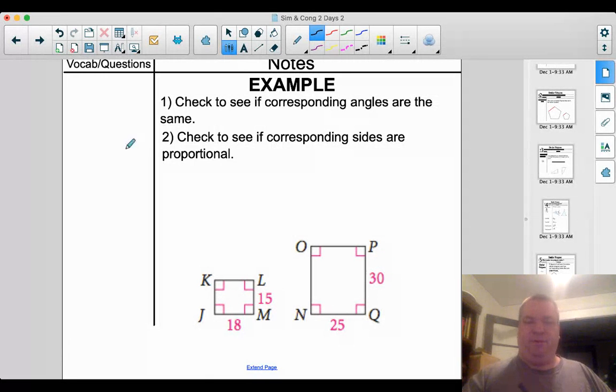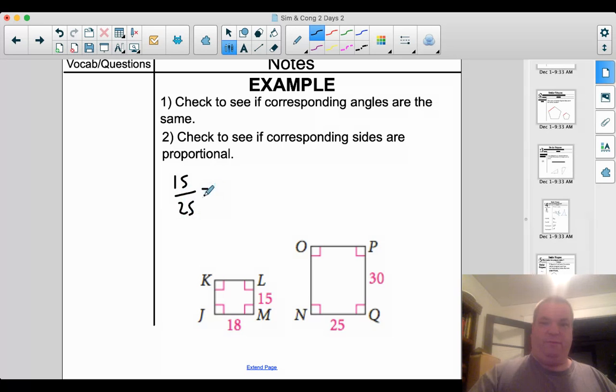So I'm going to write a ratio, and I'm going to write a proportion, and I'm going to check to see if it's true. Comparing the small sides, I got 15 to 25. That's this to this, equals 18 to 30. Now, you heard me say before, there's a lot of different ways to write proportions, and that's especially true in cases like this. There's a lot of different ways I could write this, but we need to be consistent. And we need to be consistent in a couple of different ways.